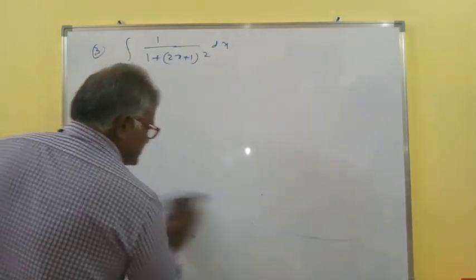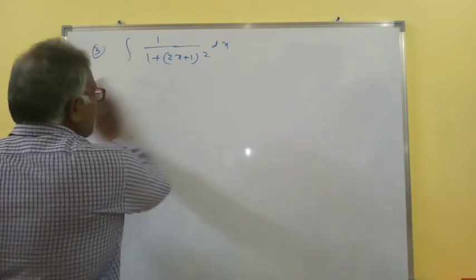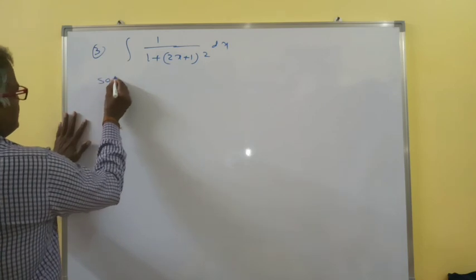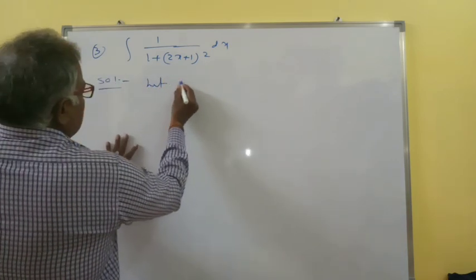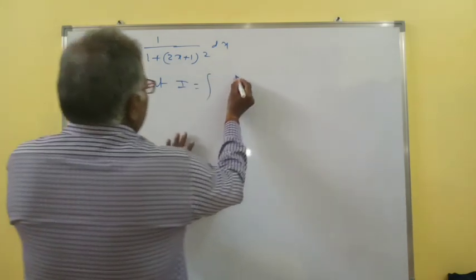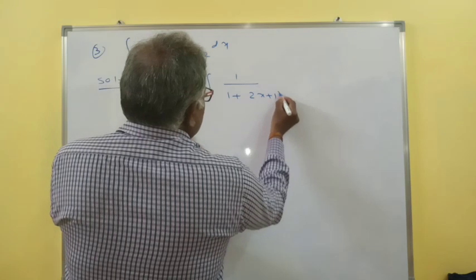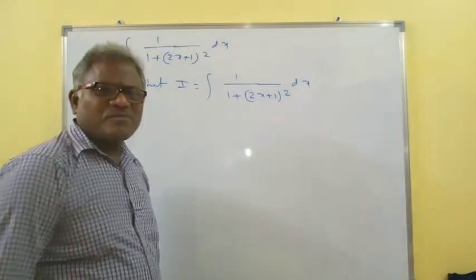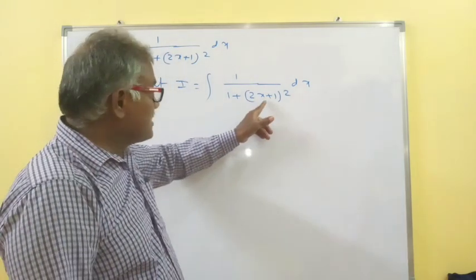So you see, after reading the given problem several times, here is the solution. Let I equal the integral of 1 by 1 plus (2x plus 1) whole square dx.